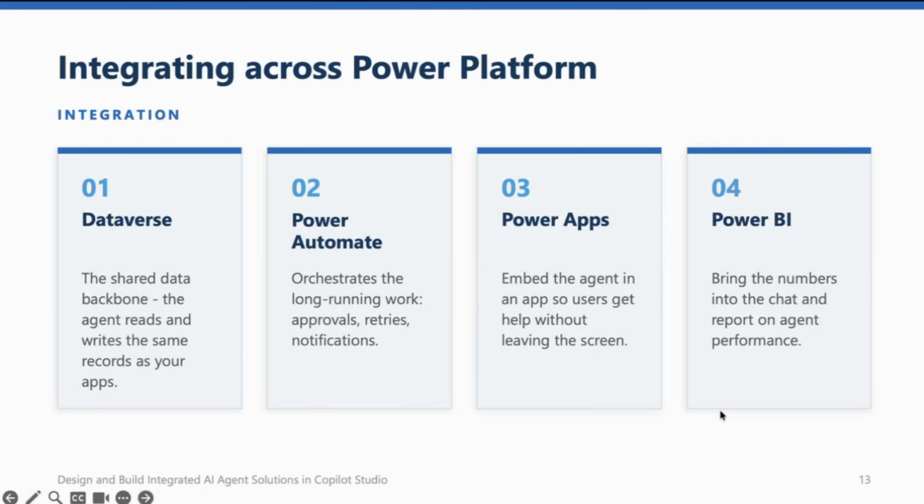Power Automate handles the long-running work, like an approval, waiting for the approval, right? Power Apps let you connect the agent with the application, right? So a field technician, let's say, gets help without switching windows. And Power BI feeds numbers into the charts and reports on how the agent is performing. It's all linked together, integrated together, all in one solution.